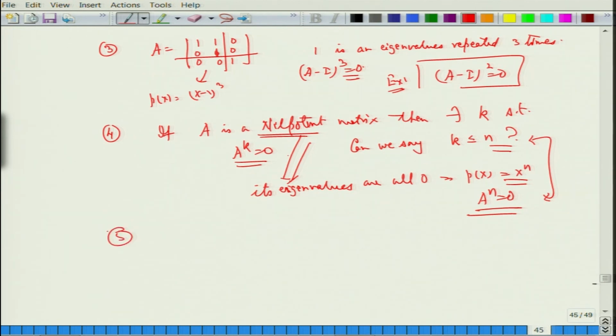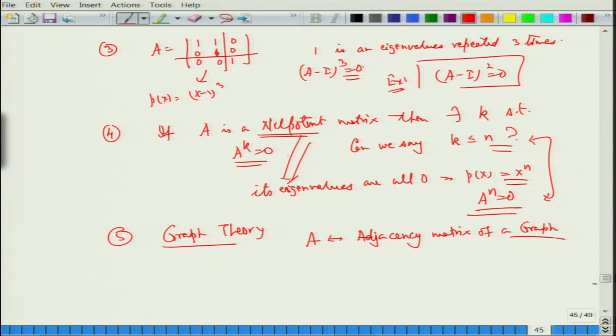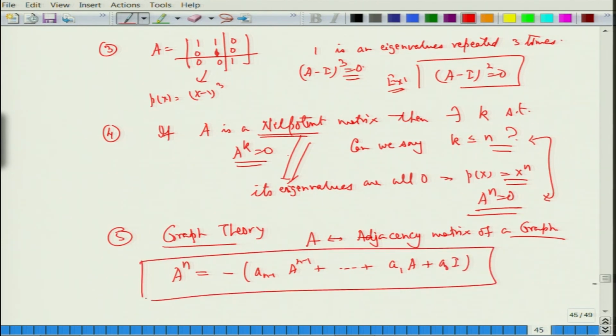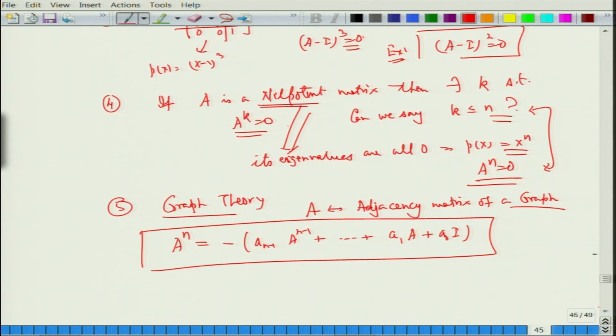Another important application of this is what is called in graph theory. So, take A to be the adjacency matrix of the graph, all right. I just take this adjacency matrix of the graph. What I see is I will compute A to the power n. What we have seen is that A to the power n is nothing but a_(n minus 1) A to the power n minus 1, plus so on, plus a_1 of A plus a_0 of I, fine. So, look at this expression.